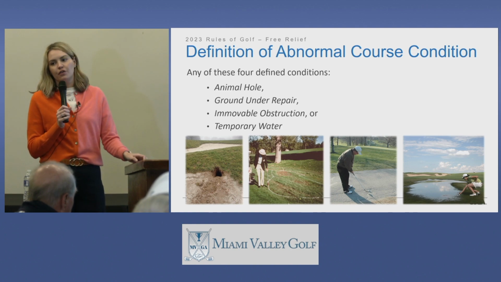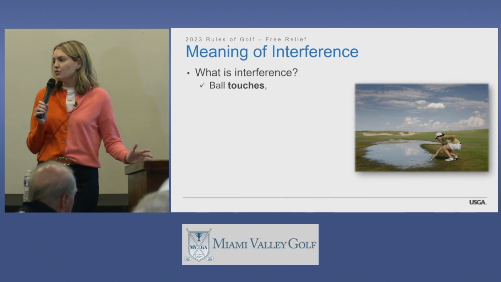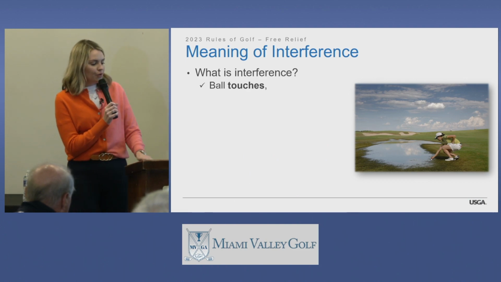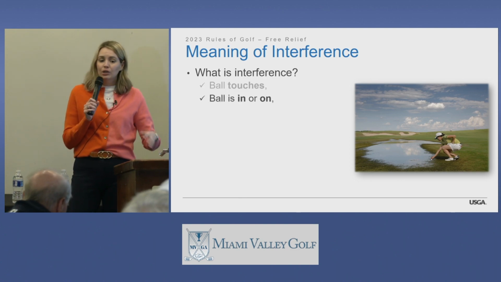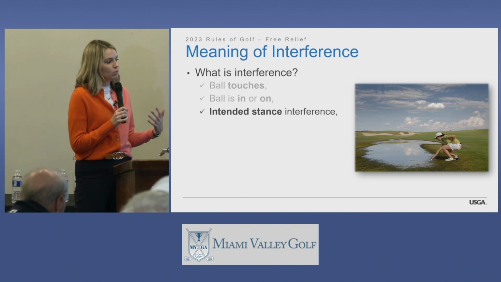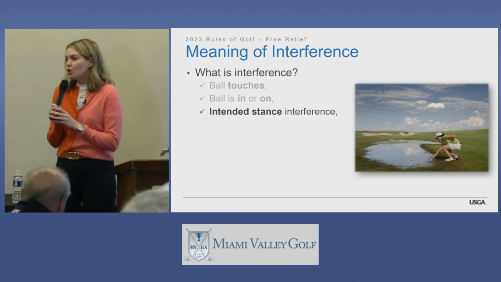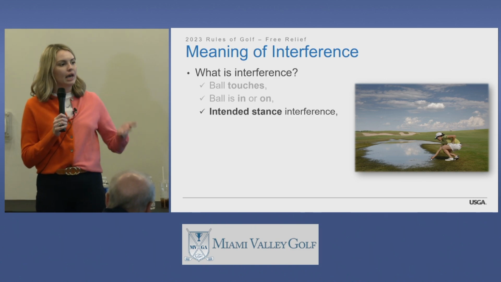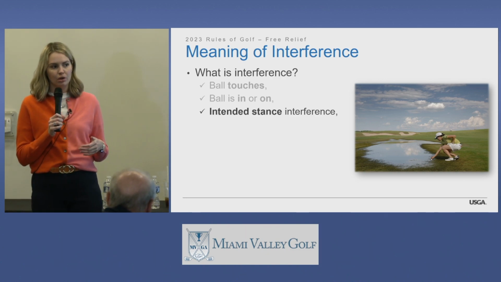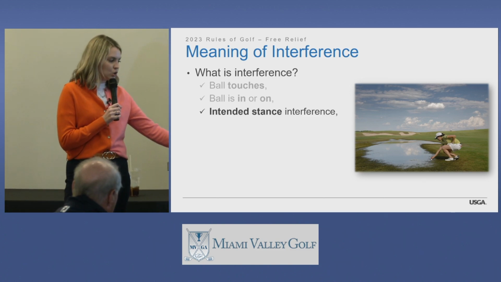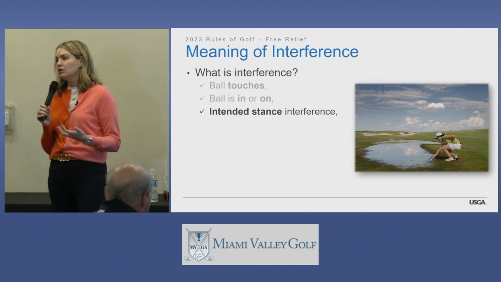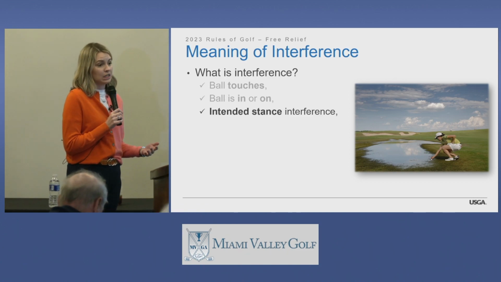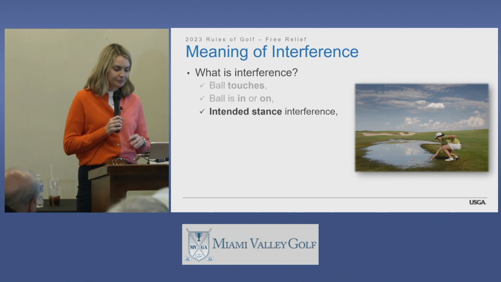We get relief from these things, but in order to get that free relief, we have to have interference. So what is interference? Well, if we have a ball that is either touching, in, or on that condition, we get interference. Same thing for our area of intended stance. Where are we placing our feet and our body for the stroke? Then we have that area of intended swing. Where is that club traveling for the stroke that we're going to make? If the ball interferes with any one of those things, we get free relief.